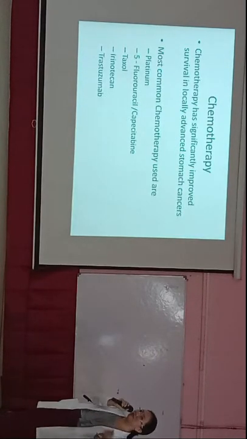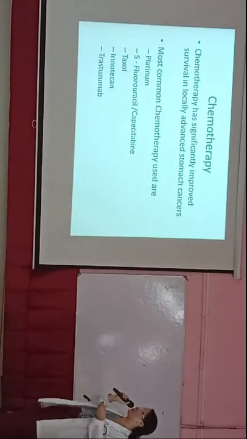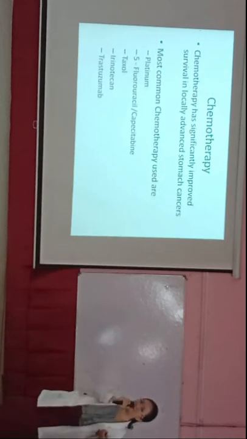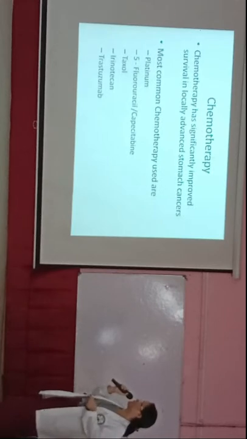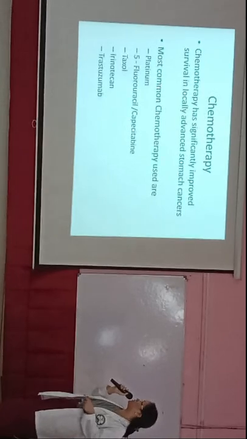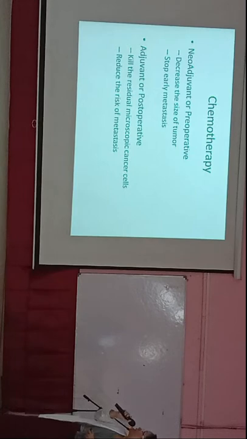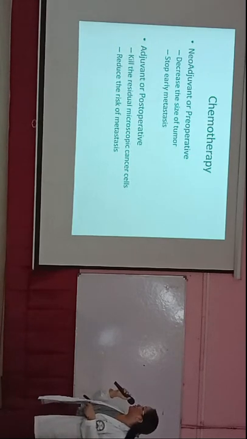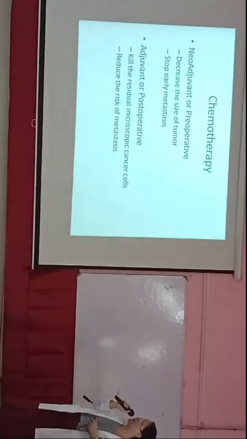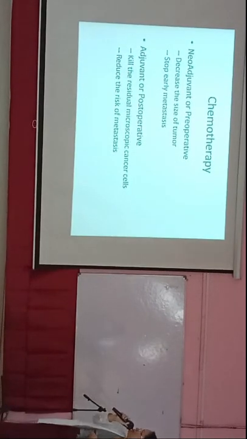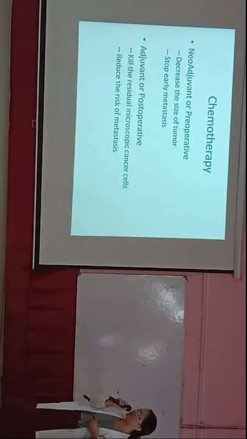Now we are following the ESMO guideline for most of the advanced treatment. So chemotherapy is given in the neoadjuvant and adjuvant setting, where we use a combination of multiple chemotherapy agents, which include platinum, 5-FU, Taxol, irinotecan, doxorubicin, etc. Our purpose in neoadjuvant chemotherapy in the preoperative setting is to decrease the size of the tumor, make it operable, and stop early metastasis. And in the adjuvant setting, the purpose is to kill the residual microscopic cancer cells and reduce the risk of metastasis. Radiotherapy has a very limited role in stomach cancer.